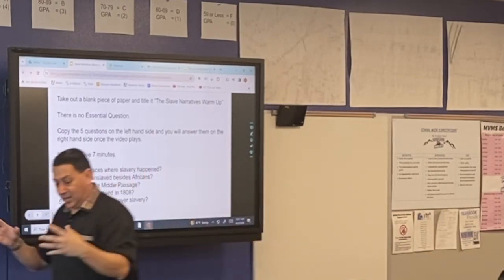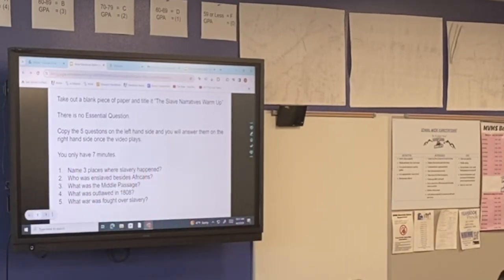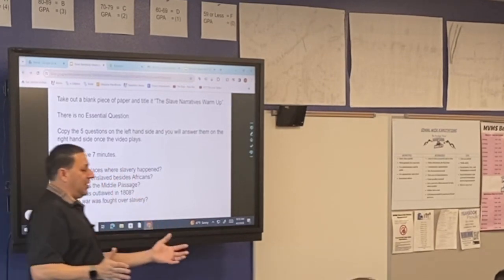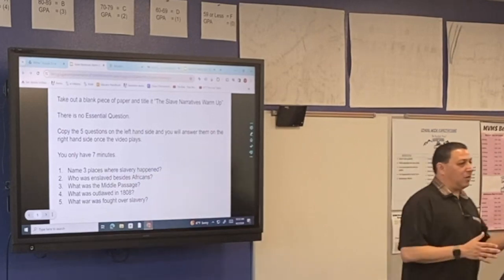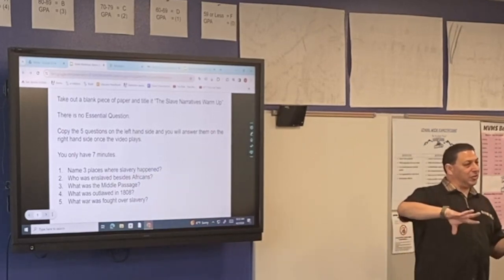We started with the 13 colonies at the beginning of the year. And we're telling the story of how those 13 colonies came to what we have today. The 13 colonies fought a war. It's called the American Revolutionary War. From there, it became the United States. From there, it doubled in size with the Louisiana Purchase. And then it grew again with the Mexican-American War. And that's kind of where we left off.